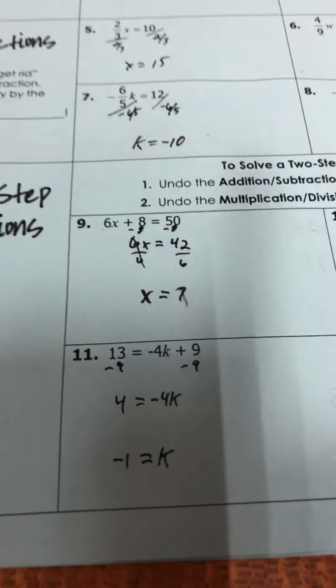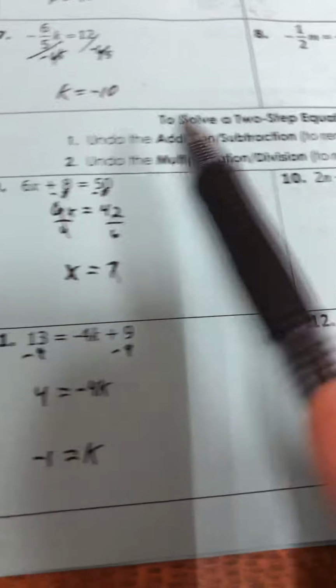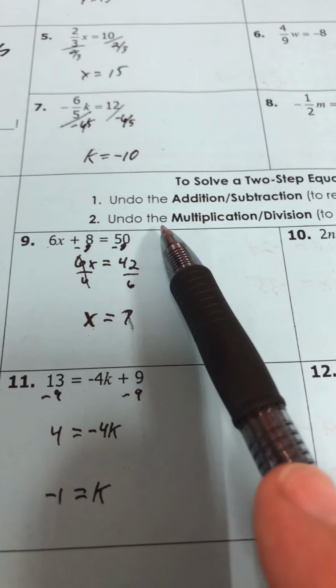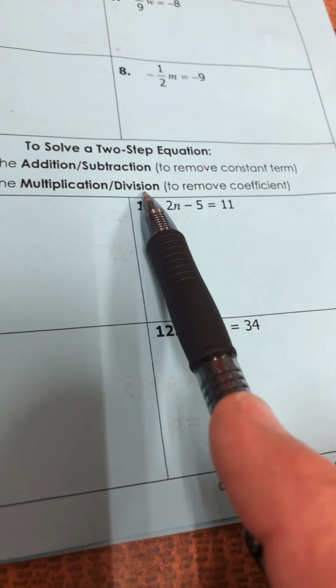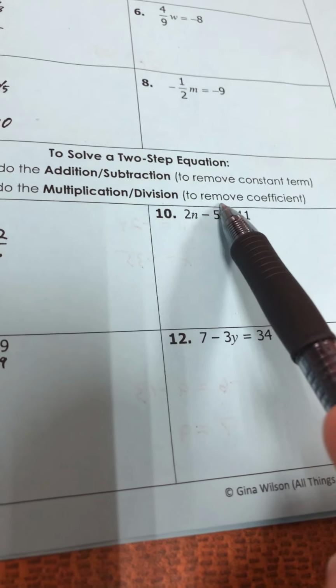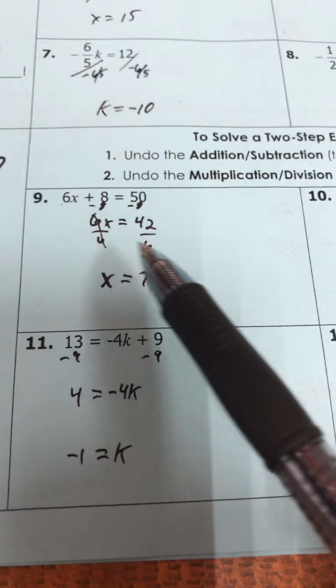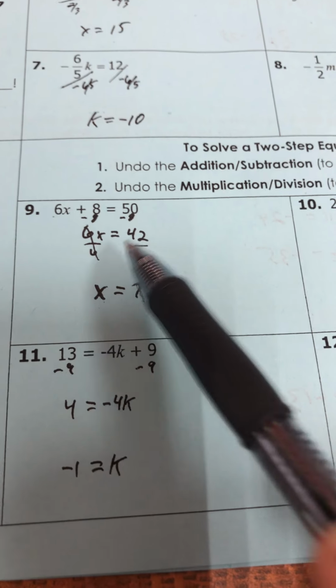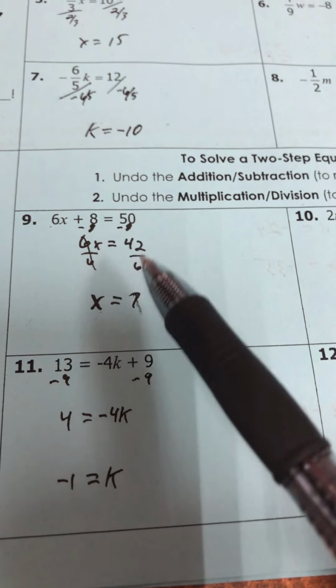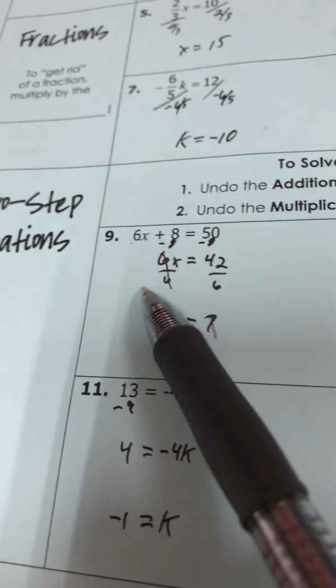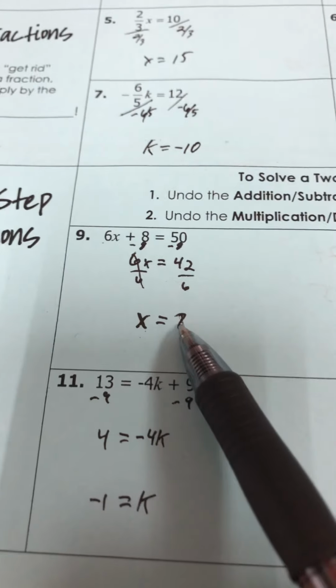All right, two steps. I'm going to get rid of the addition and subtraction first, and then I'm going to undo the multiplication and division to remove the coefficient. So I first remove the constant, and then I remove the coefficient. So remove the constant. I subtracted 8 from each side. And then I divided both sides by 6, and I get x equals 7.